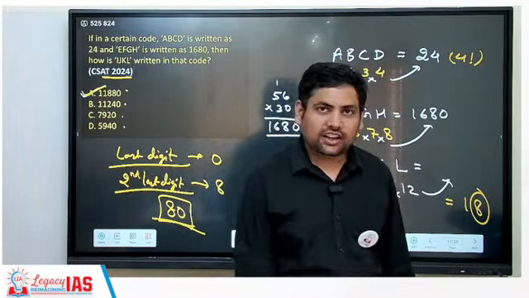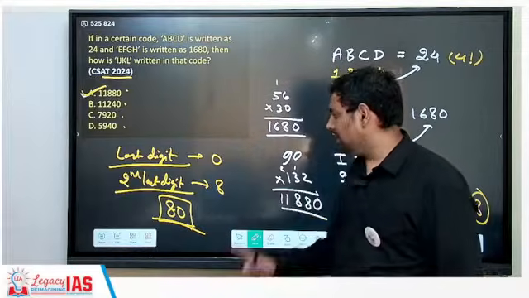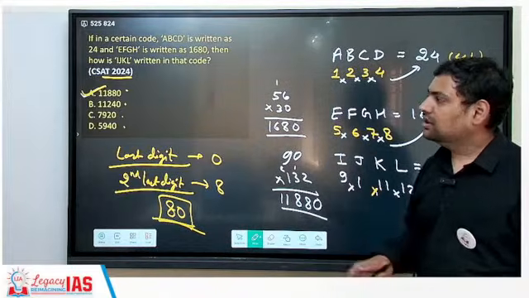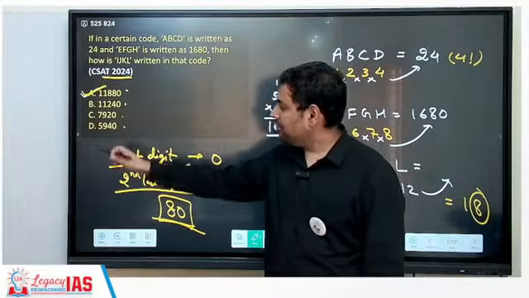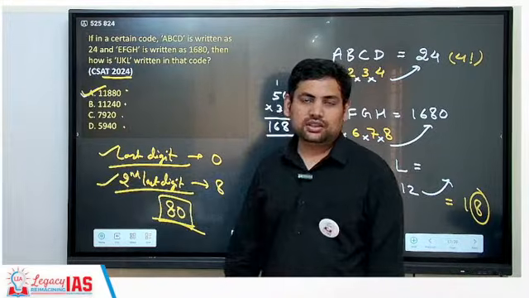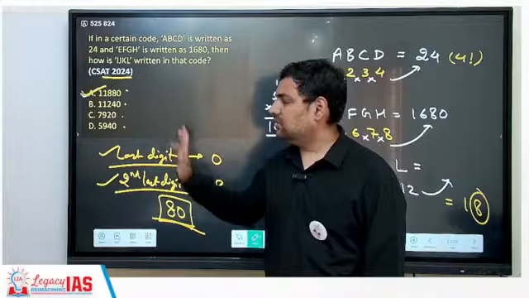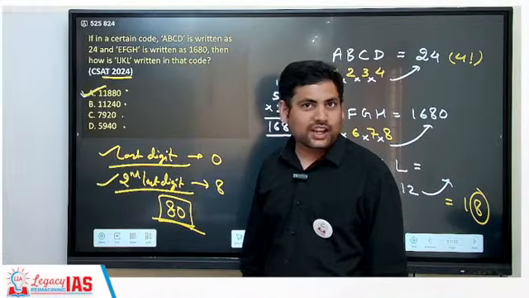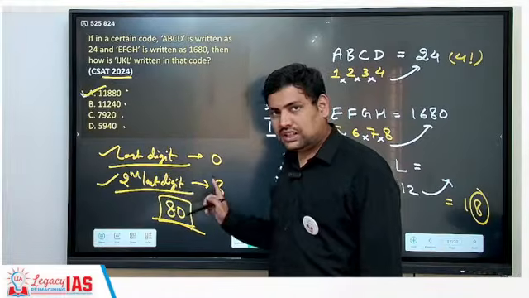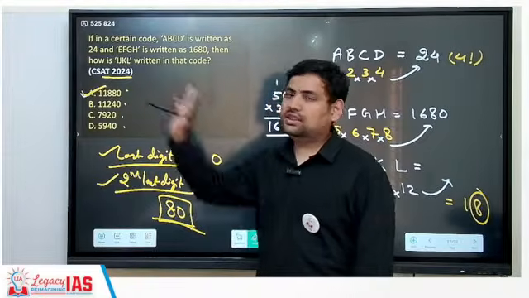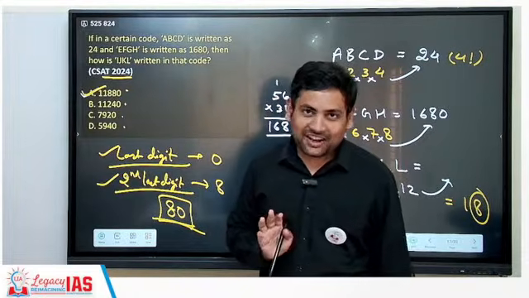Answer is A. UPSC always, whenever there is some big multiplication, please remember they are only checking the last digit and second last digit. They will never ask you to multiply the whole number. Understood? So what you have to do? See the last digit, see the second last digit, get to the answer. Understood?